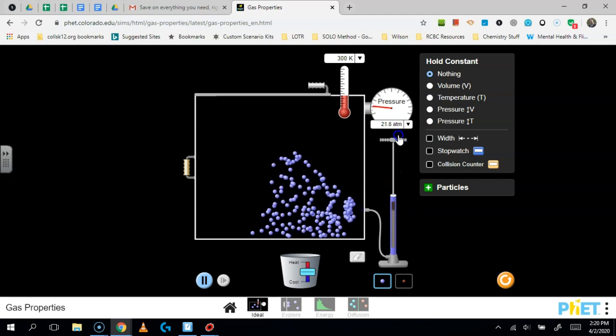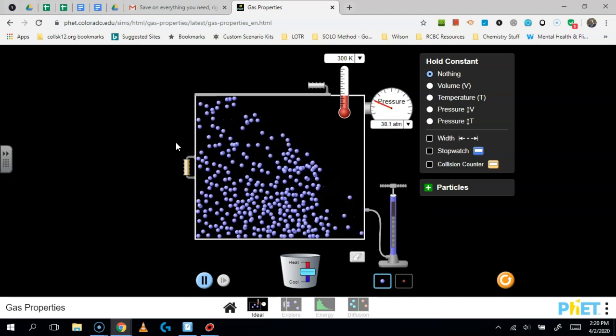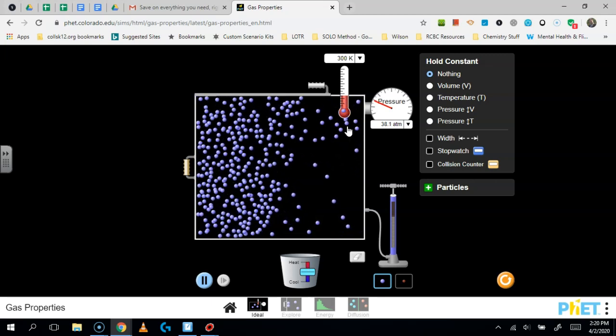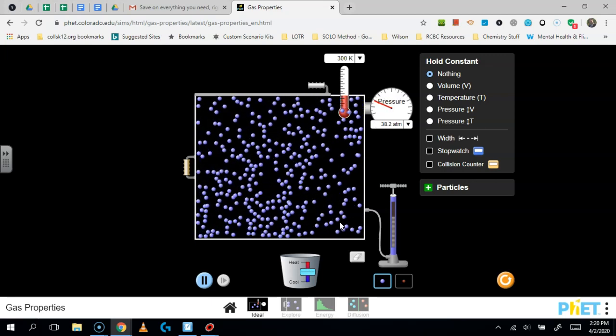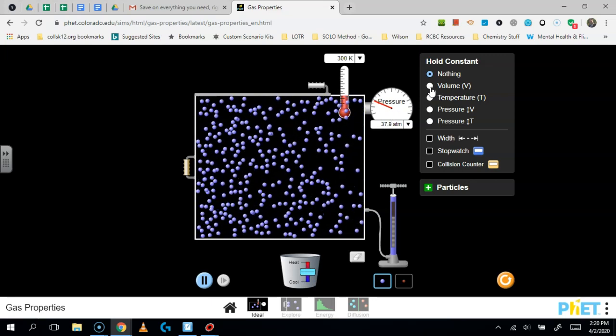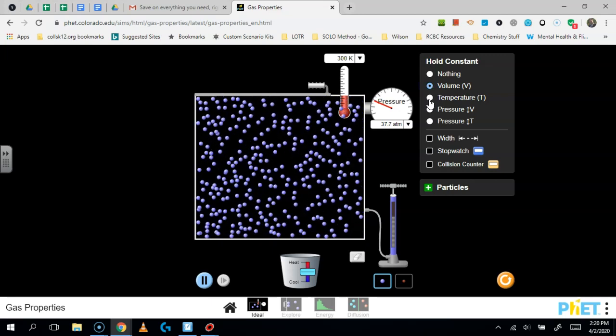Okay, so here's what I'm going to do. Okay, I want to figure out how temperature affects the pressure. So if I want to figure out what the temperature and the pressure relationship is, I'm going to hold volume, the thing I don't care about, constant. I'm going to hold that constant.